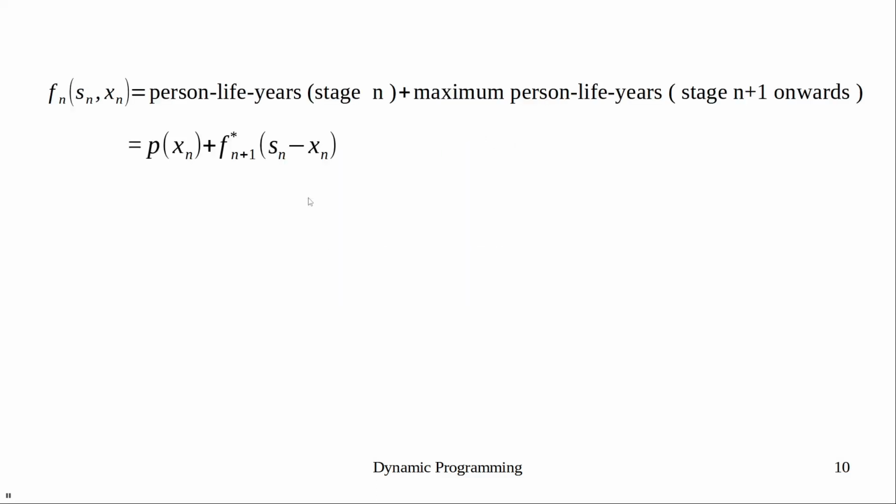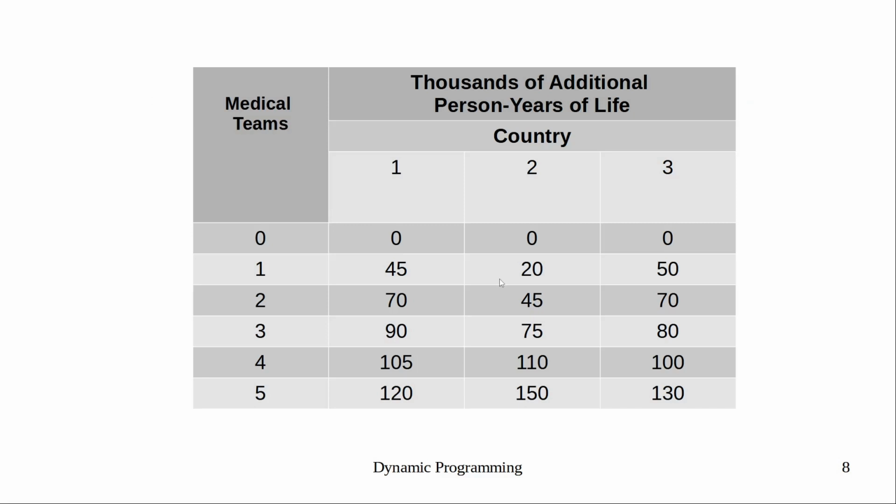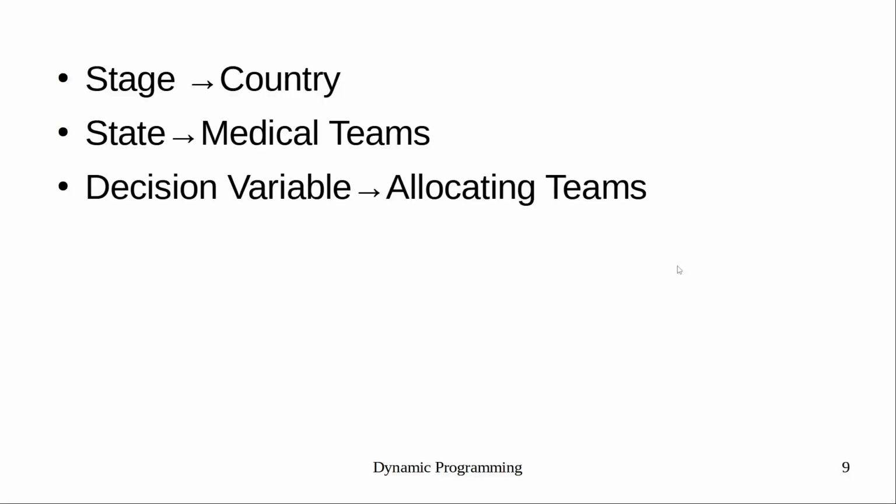Let's have a look here. Let's look at the table. It's 20. If you come with 1 team to country number 2, and if you allocate it to country number 2 itself, the people life increase is going to be 20. But if you don't allocate it to country number 2 and you allocate it to country number 3, then the people life increase is going to be 50. Now let's go back to the table.